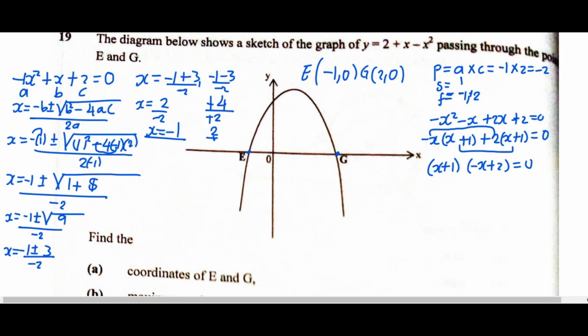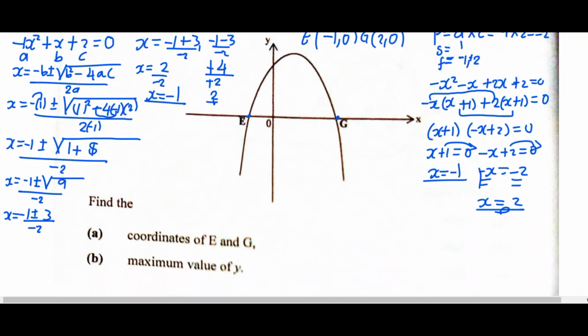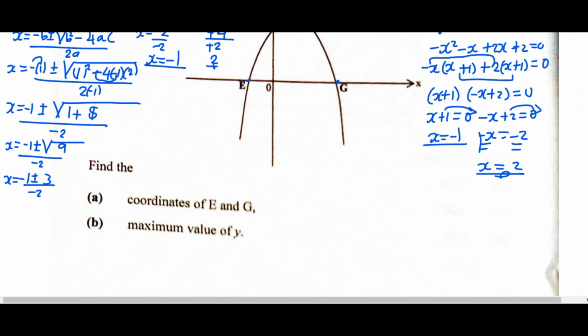Then we equate each bracket to 0, so x plus 1 is equal to 0, and -x plus 2 is equal to 0. If we shift this number to this side, this will give us x is equal to -1, the first value. Then if we move this to this side, it will give us -2. We divide by negative, x is equal to 2. So you can see that we are getting the same values. So you can use the method that you are comfortable with.